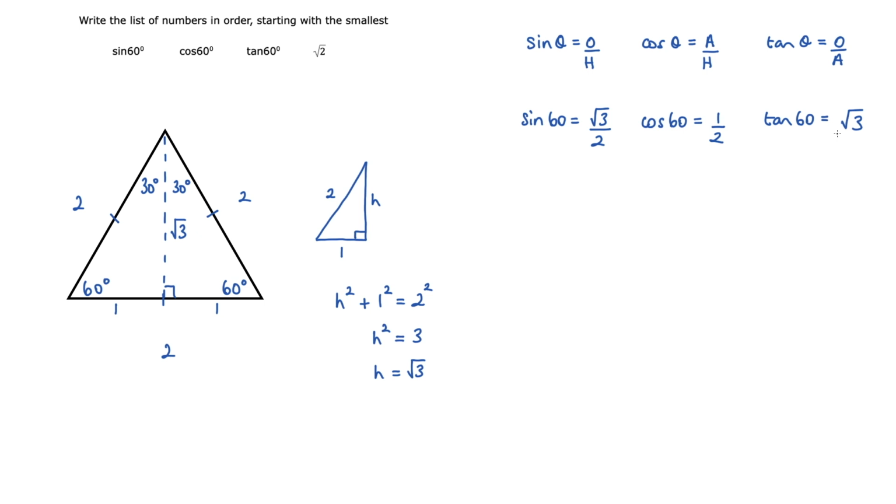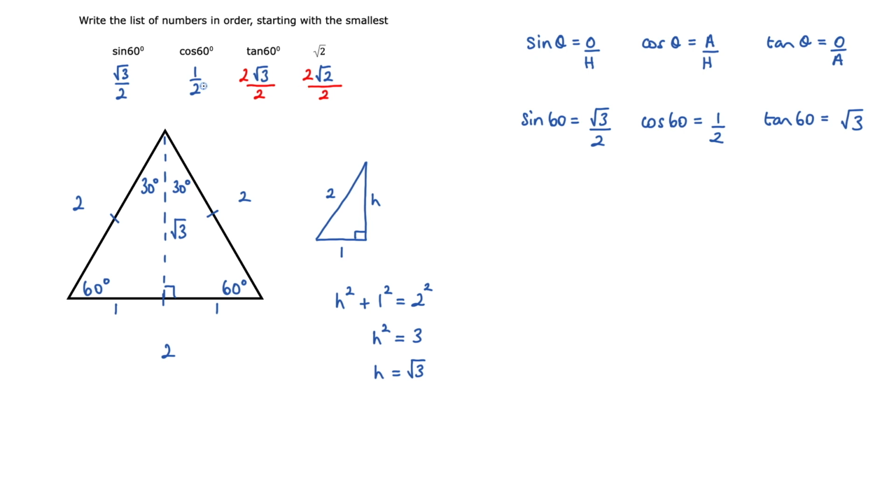Now I'll just write them over here in fact. So sine 60 we said is root 3 over 2. Cosine 60 is a half. Tangent of 60 is root 3. And obviously we've got the root 2 as well. Now to make these a little bit easier to compare, I could express them all over a denominator of 2. So to express this over 2, I would have to multiply by 2. And the same thing for here, over 2 and multiply by 2. So hopefully you can see these are now quite easy to see the order of the size.